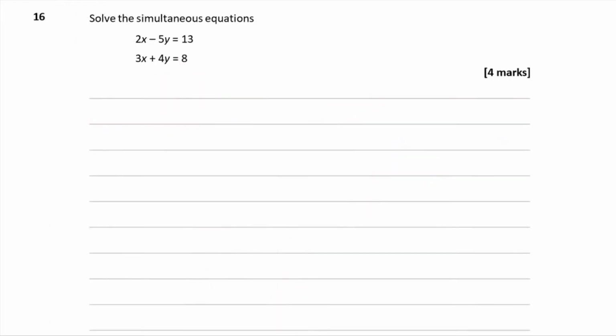Question 16, solve the simultaneous equations 2x minus 5y equals 13 and 3x plus 4y is equal to 8. So we've got a pair of linear simultaneous equations in x and y. So we want to try and cancel out or eliminate one of the variables. I'm going to go for y because one is positive and one is negative.